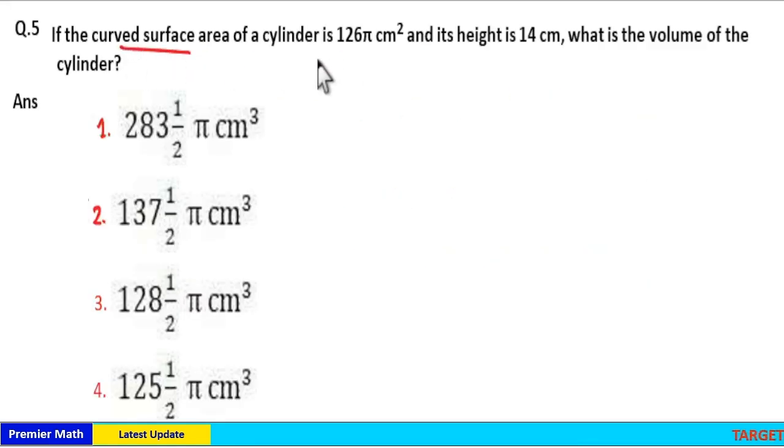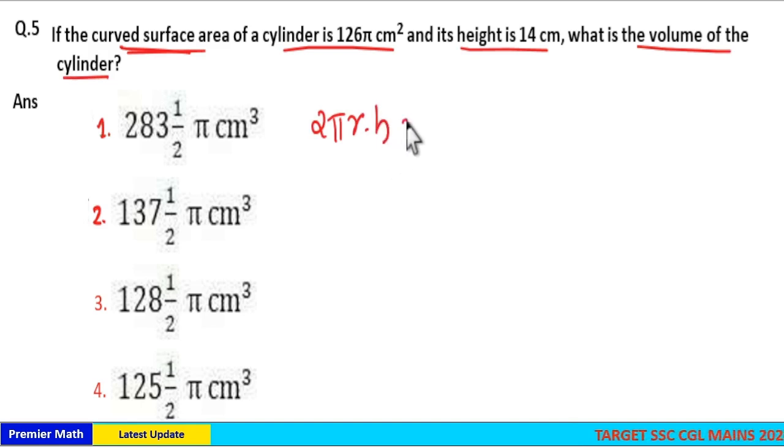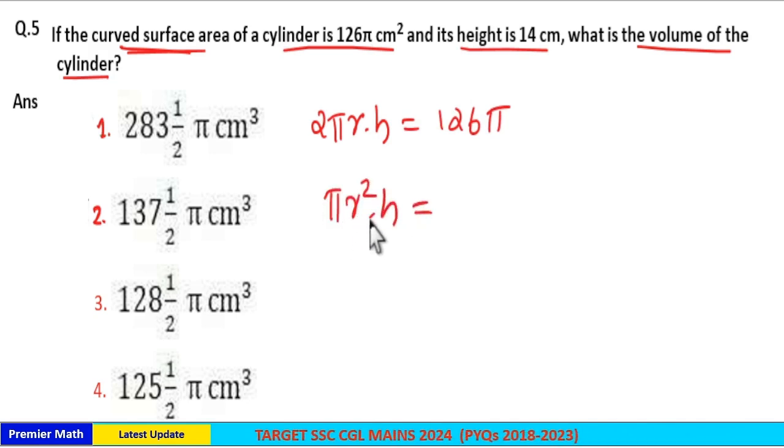If the curved surface area of a cylinder is 126 pi centimeter square and its height is 14 centimeter, what is the volume of the cylinder? Here the curved surface area of the cylinder is equal to 2 pi r into h, which is equal to 126 pi centimeter square. Then the volume of the cylinder is equal to pi r square h. Now from this, 2 goes 63 times in 126, pi and pi cancel. Now r is equal to 63 by h.